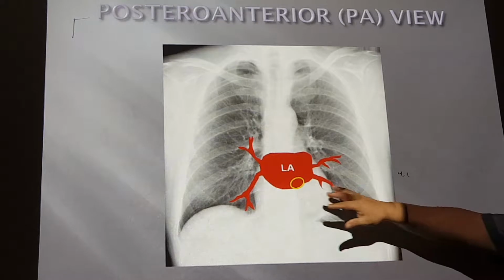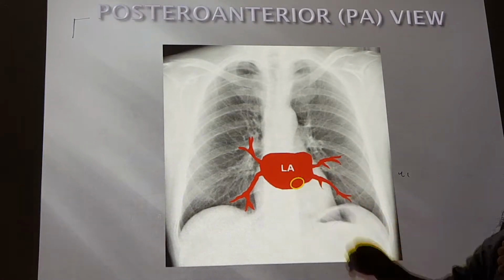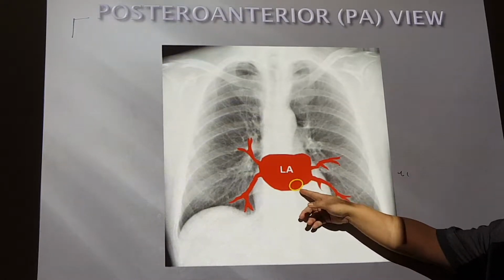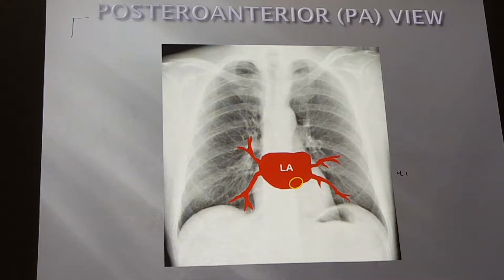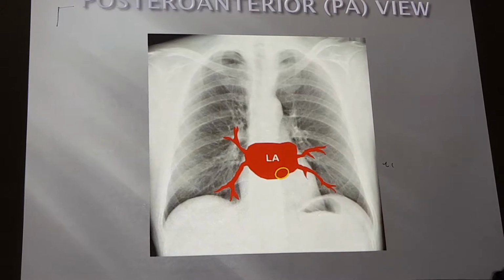So just above the base of the heart, that's your area of the left atrium. You don't really see that in the frontal projection because it is located posteriorly. All your pulmonary veins drain into your left atrium. So what valve is this? Mitral. That's your mitral valve.